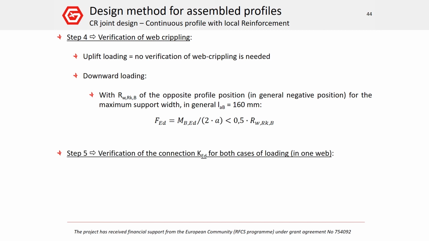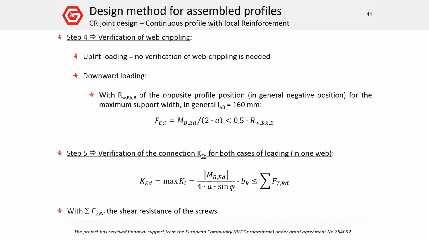The final step 5 is the verification of the connection parameter K, knowing the applied moment for one web and for both cases of loading. The maximum value must be lower than the shear resistance of the screws.